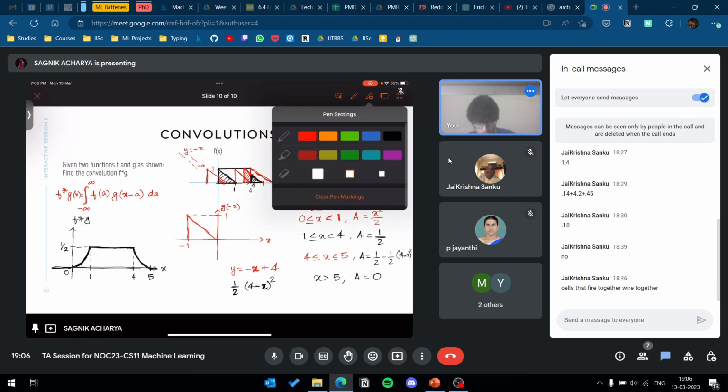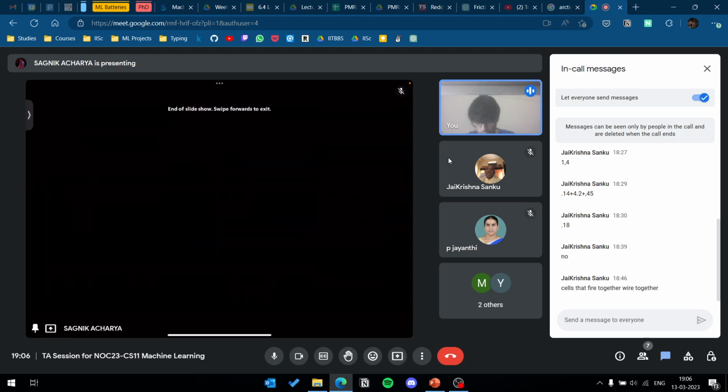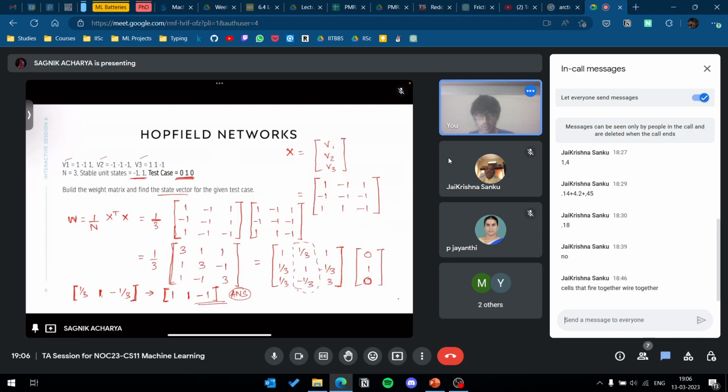I'll remove these marks here. So these are the two functions, and this is the convolution, the graph here in black, right? So this is the convolution. Okay, so that was actually my last question. If you have any questions on this, just a second. If you have any questions on convolutions, then please let me know.